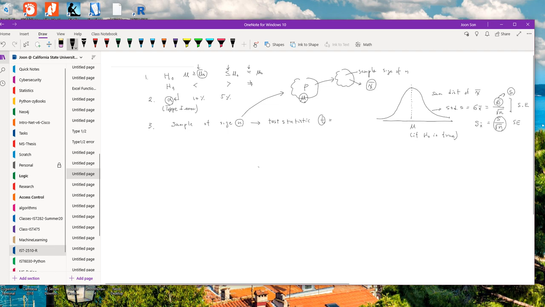By the way, this is an approximation of sigma x bar, so now we use S x bar. Anyway, this is something that we learned.